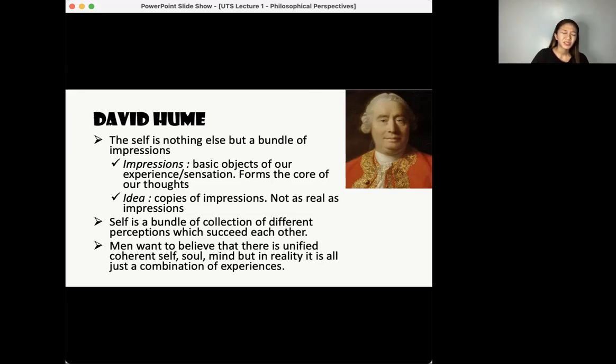Yung idea, parang imagination mo lang yan, class. Pero yung impression talaga na experience mo. Okay, clear? Next, the self daw is the bundle of collection of different perception which succeed each other. And last, man want to believe that there is unified coherent self, soul, and mind, but in reality, it is all just a combination of our experiences. So, lahat ng ito is a combination ng experiences lang natin.